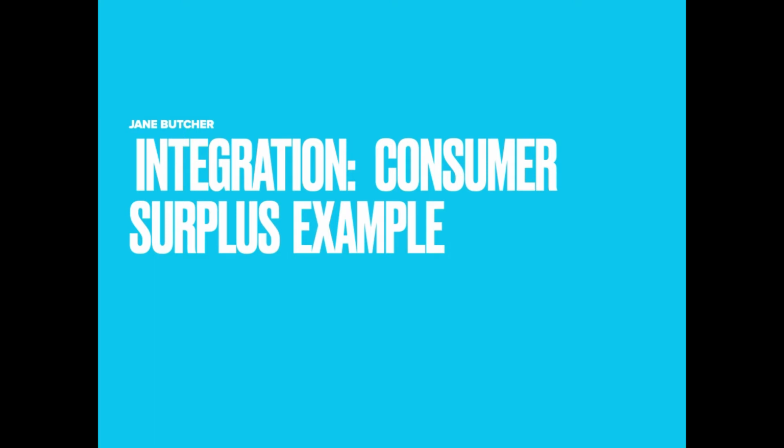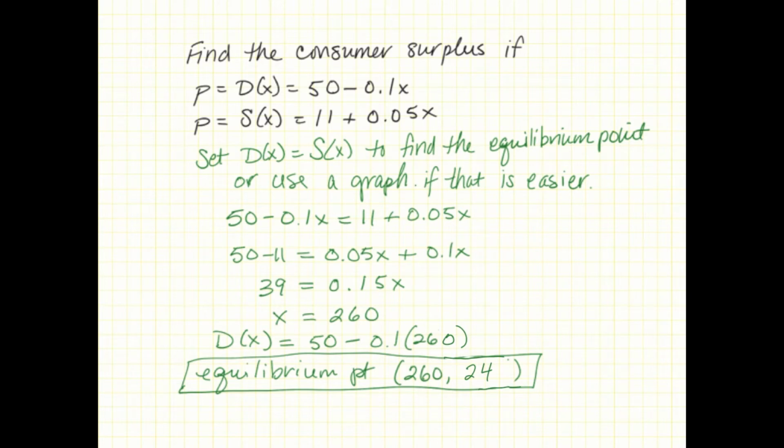Hello, here's an example of a consumer surplus problem. So we have two price functions here. One is the supply function and the other is the demand function. And we need to find, first of all, the equilibrium point between those two functions.